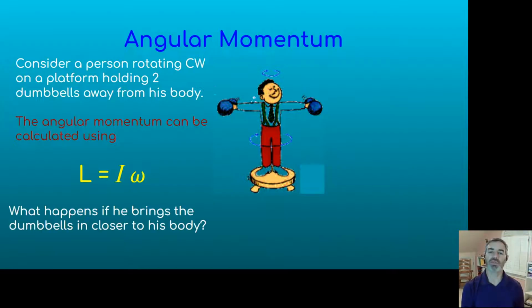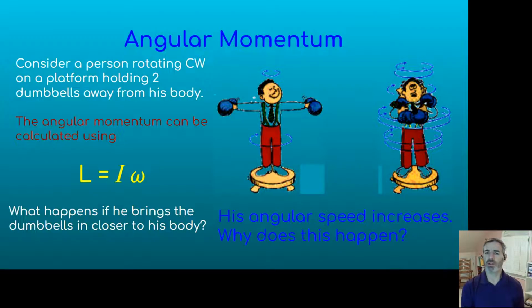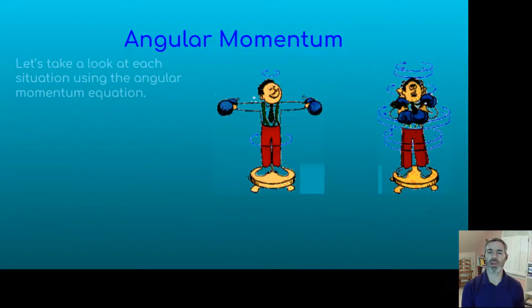So what happens if he brings his arms in closer and the dumbbells closer to his body? Well, his angular speed increases. Why does this happen? Again, there's no net torque, so there's no change in angular momentum. If we look at the angular momentum equation, L equals I omega, what changed?